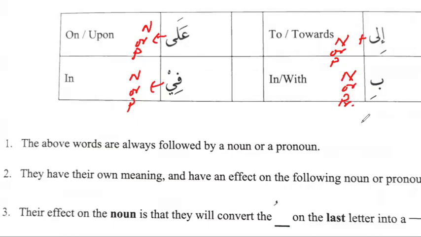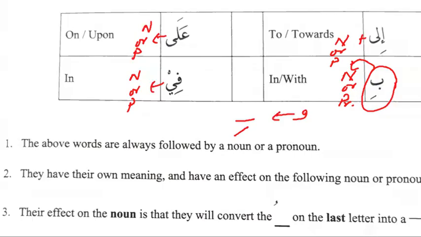Now, when a noun or pronoun comes after these huruf, ila, ala, bi, or fi, the noun and the pronouns have their own meaning, and these words have their own meaning. These words impact and make changes in the word after them. Huruf jar have the power to make some changes to the word that comes after them. What is that power? The effect of these huruf on the words after them is this: if the noun coming after the harf has a dhamma at the end, this harf jar will force this dhamma to be converted into a kasra.